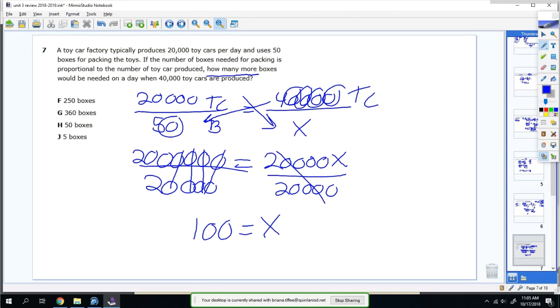So I already have 50 boxes and I need 100. So that means I need to go out and get 50 more boxes to pack all these toys. So it's H.